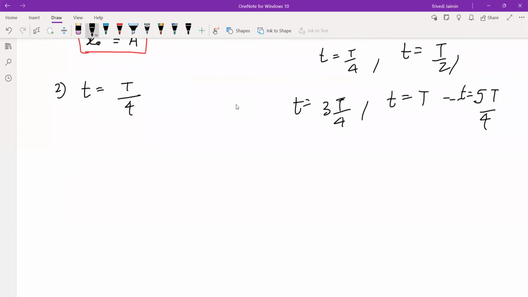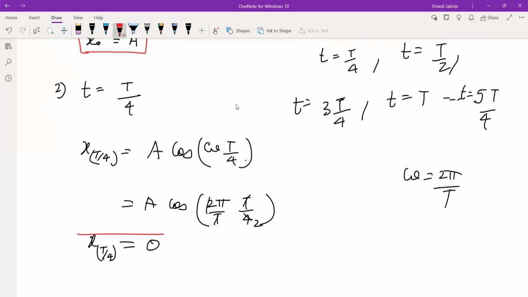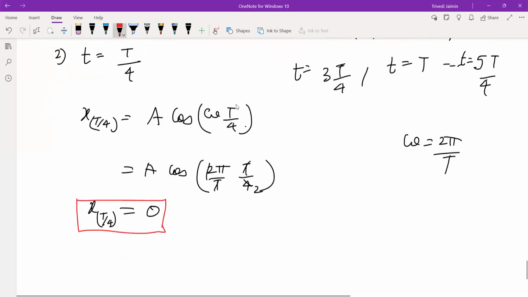Okay, let's do this now. Second one, x at t equals T by 4, which is A cos omega t by 4. Omega equals 2 pi by T. A cos 2 pi by T into T by 4, T cancels, 2 cancels, so 90. So x at T by 4 will give you how much? Cos 90 is 0. Exactly. Why are you doubtful? I get confused with this.